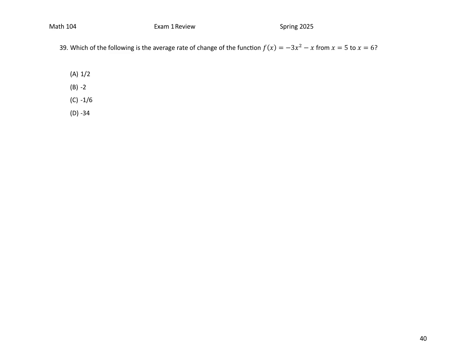Which of the following is the average rate of change of the function f of x equals negative 3x squared minus x from x equals 5 to x equals 6? So average rate of change is a fancy word for slope, okay? Which means I need 2 points, an x1, y1, and an x2, y2, but they only gave me x values. So they gave me x1 and they gave me x2.